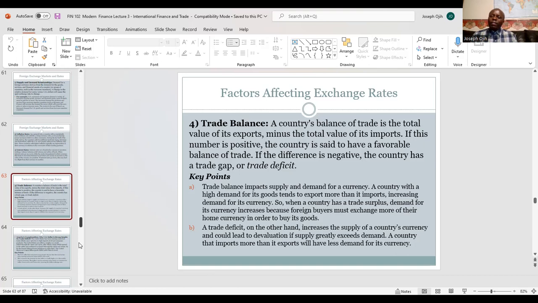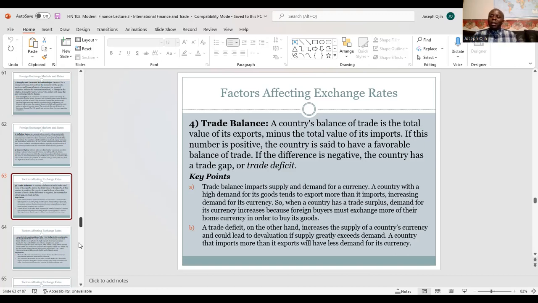Now, if the country is facing a deficit, that means it is importing more than it is exporting. It means there's less demand for what they have. That should cause the currency value to go down because they are selling less than they are buying, which means the demand for what they produce is less. That means less pressure on the currency.